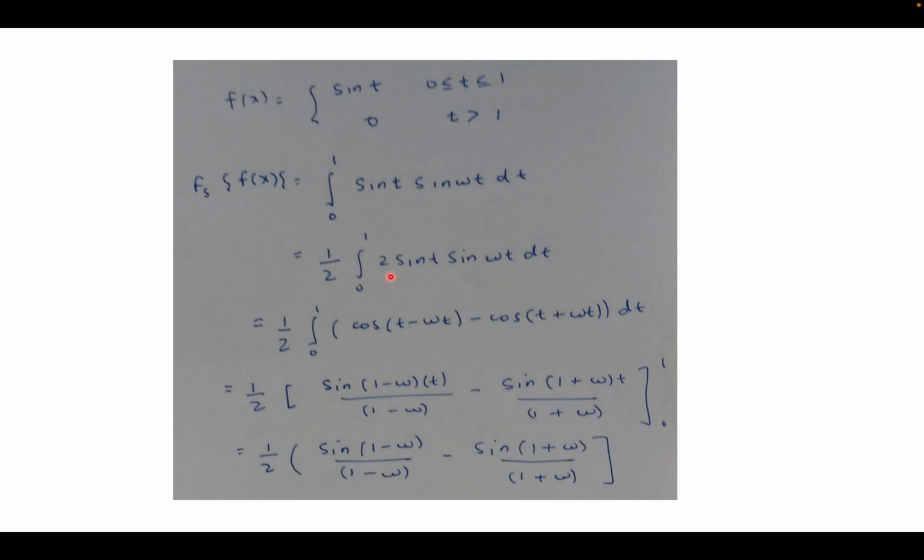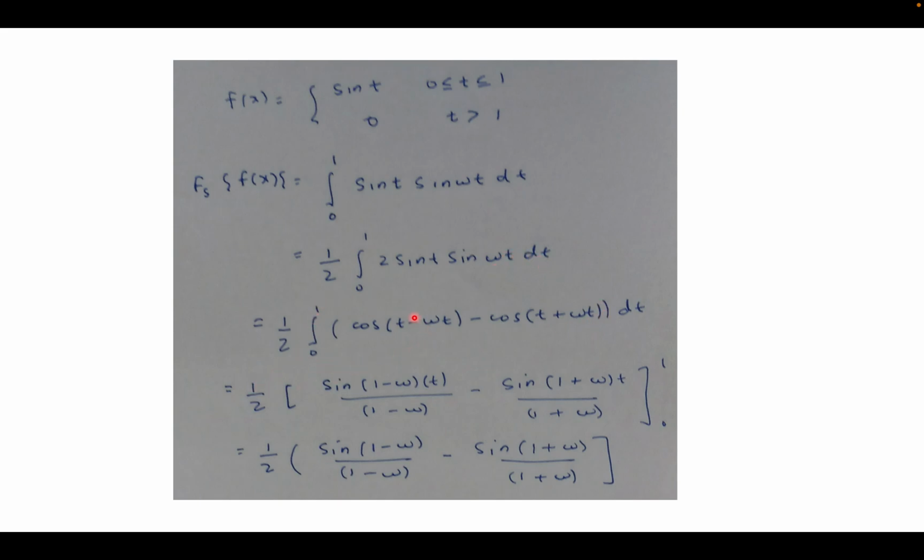Now what you can do, you can use the trigonometric properties to write it as 2 sin a sin b. To do that, I need to divide by one more 2, so that I can write it in this form, right? And then I am using the property of 2 sin a sin b, which is cos(a minus b) minus cos(a plus b), right? So cos(a minus b) will be t minus omega t, and minus cos(a plus b) will be t plus omega t, right? And integration from 0 to 1.